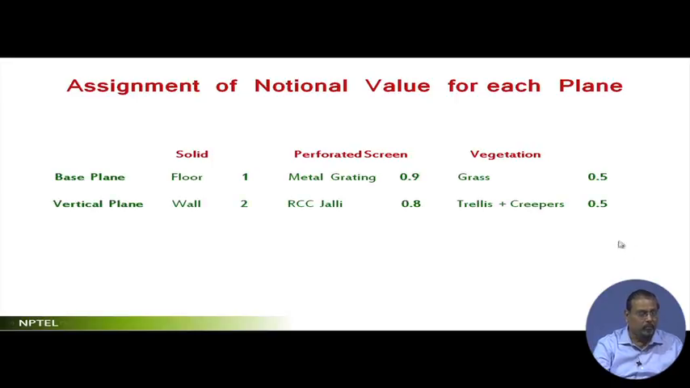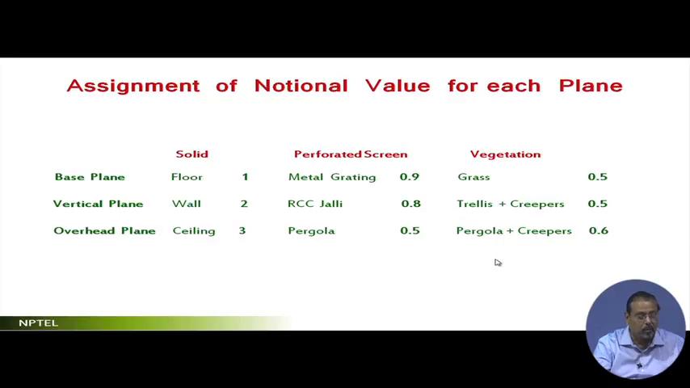Let us look at the vertical plane. Solid wall 2. RCC jali with 20% perforation is 0.8, and the trellis or creepers 0.5. That means so much perforation, almost 50% is perforated. Then overhead plane: solid ceiling is 3 in a room, pergola with 50% perforation is 0.5, and the pergola with creepers is 0.6. Why? Because 50% perforation is 0.5. And here the creeper got added and it has added to the solidity of this. So, it has been added by 0.1. So, that is why it is 0.6.